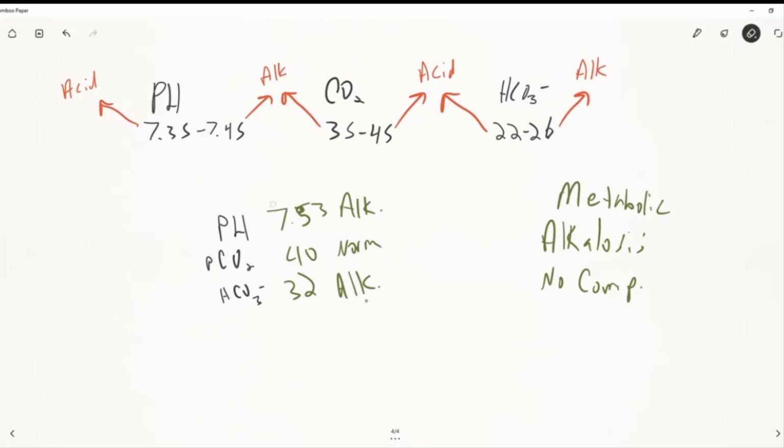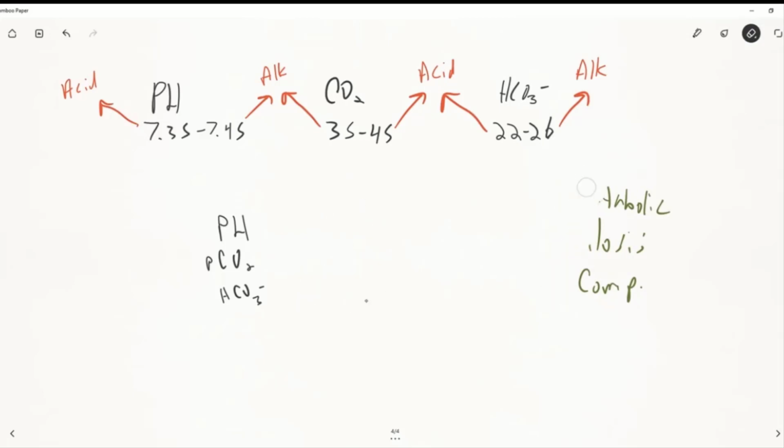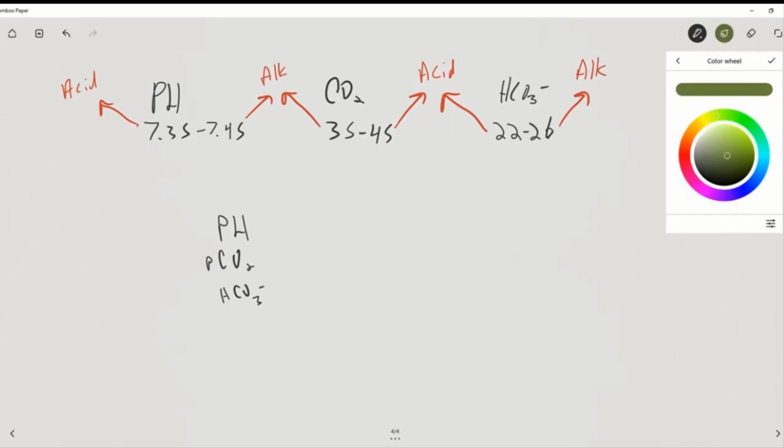Okay, let's try some more. Now, if I'm going through these too quickly, if you don't get them right away, watch this part of the video several times. Try them a few times until they start to click. I promise they will.